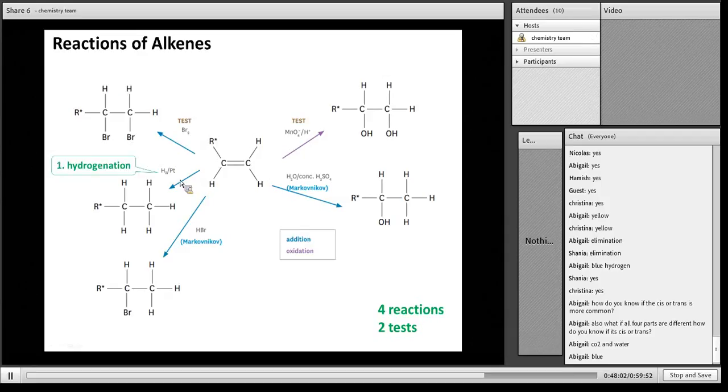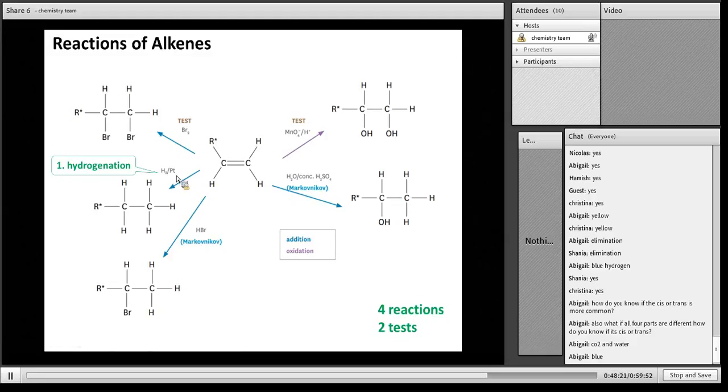Hydrogenation. So hydrogenation is when we add hydrogen. So I think that's fairly simple. Hydrogenation, adding hydrogen. Do you notice the conditions? H2 with Pt, platinum. The platinum is the catalyst.